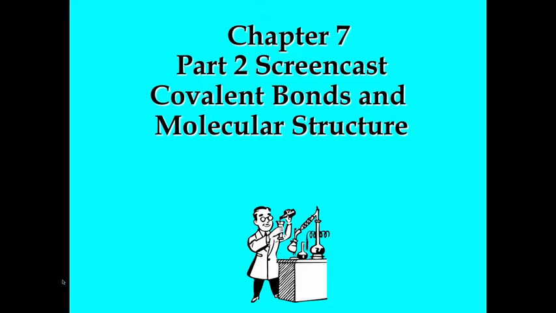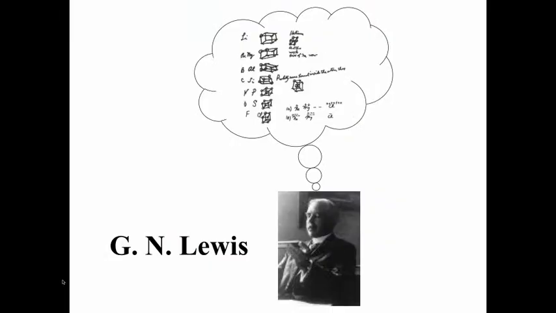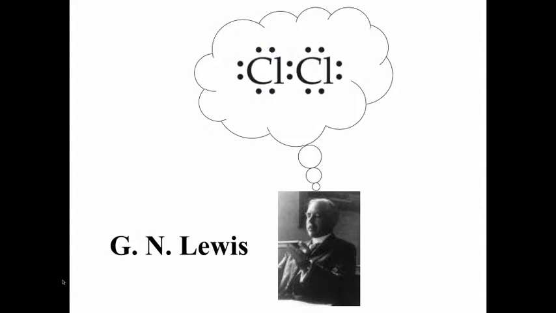Welcome to Chapter 7, the second screencast for covalent bonds and molecular structure. We're going to continue with the idea proposed by Gilbert Newton Lewis, dealing with atoms being represented by the element symbol for the nucleus and the inner shell electrons, and dots to represent the valence electrons, and covalent bonding being a shared pair of electrons between two atoms.